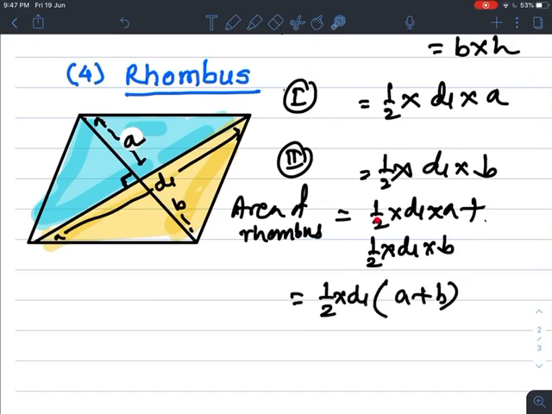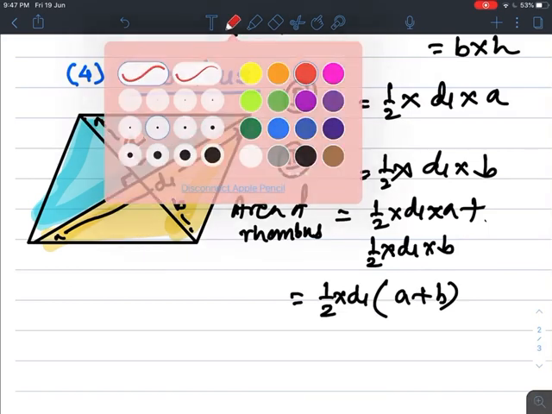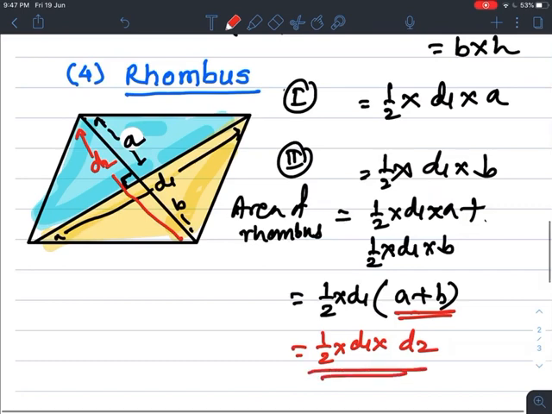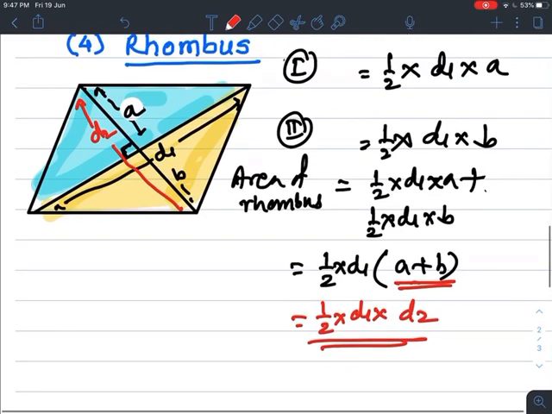So if we observe, half d1 is common, so what remains? a, this sign, plus b. But if we observe a plus b, I can denote this diagonal as d2. The length of this diagonal is d2. So half into d1 into a plus b means it is the length of diagonal d2. So in this way the area of the rhombus will be half into d1 into d2.